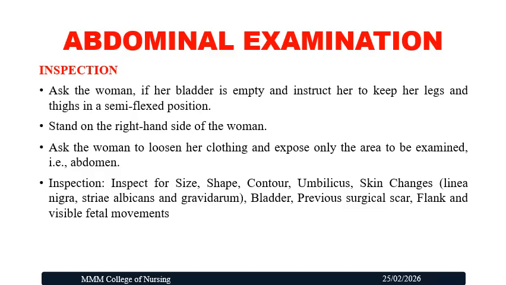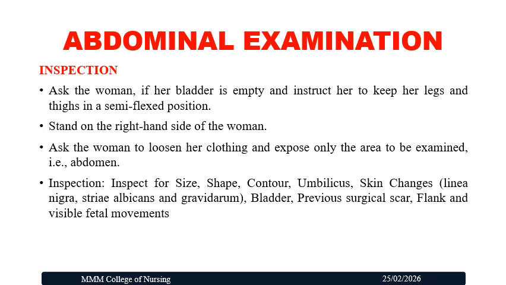Coming on to the abdominal examination. In abdominal examination, we have inspection, palpation and auscultation. First is the inspection. Under inspection, we have 9 main points to inspect. Before we start the inspection, we should ask the mother whether she has emptied her bladder or not. Make her lie down, keeping her legs and thighs in a semi-flexed position, and the nurse will be standing on the right hand side of the woman, as I have told you earlier. Ask the woman to loosen her cloth and expose only the abdominal area.